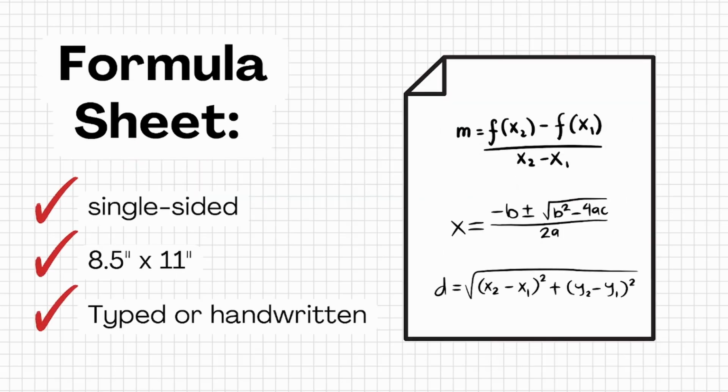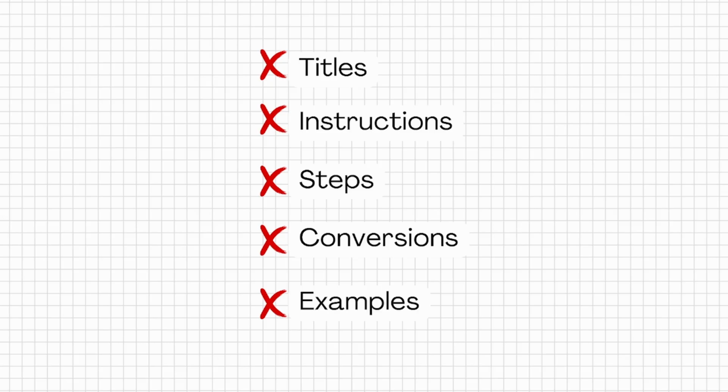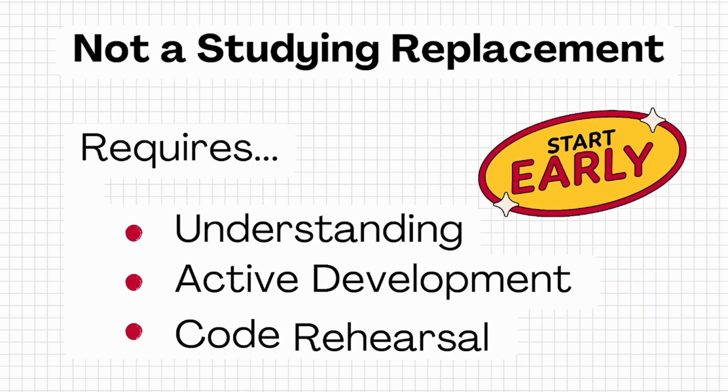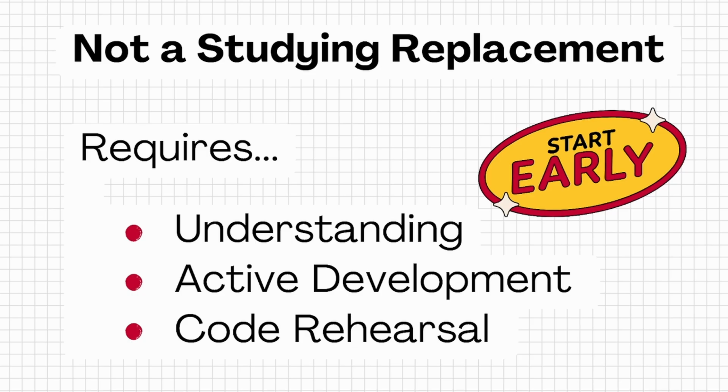A formula sheet is a separate single-sided 8.5 by 11-inch page that can also be typed or handwritten. Students will include direct formulas on this page, but that should be the only thing on it. Formula sheets cannot include any titles, instructions, steps, conversions, or examples. Students should also only include formulas that are most difficult for them to recall. As such, memory aids do not replace studying, and students must have a solid understanding of course content for them to be useful. Developing formula lists and memory cues early in the semester can help make them more meaningful and effective.